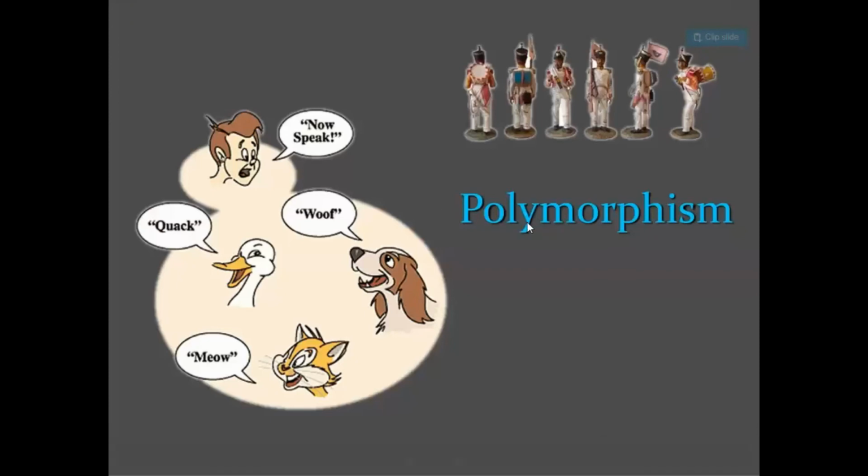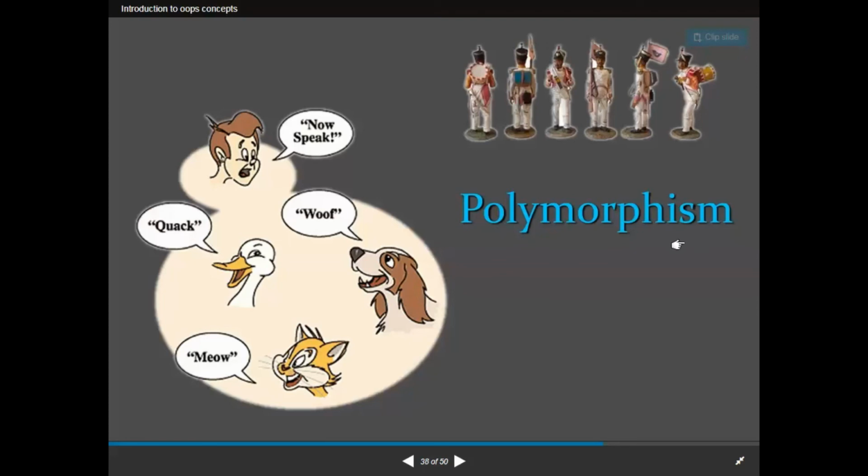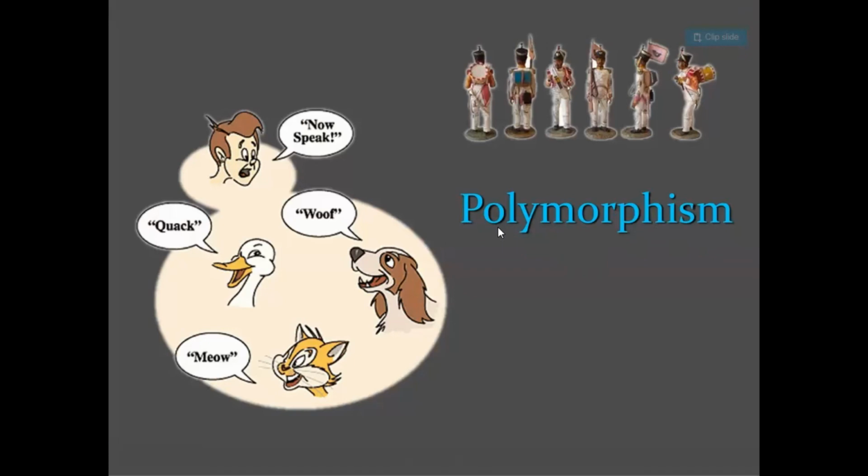What is the next topic? Polymorphism. Understood? So, what is polymorphism? Poly means many. Morphism means shapes or forms. Understood, children? Many forms. So, I will give one example. I'm telling a word, duck. What is the meaning of duck? Can anyone tell? It's a bird, which swims in the water.